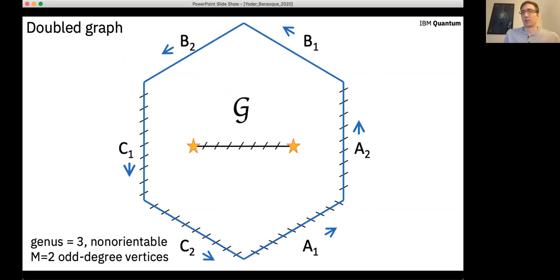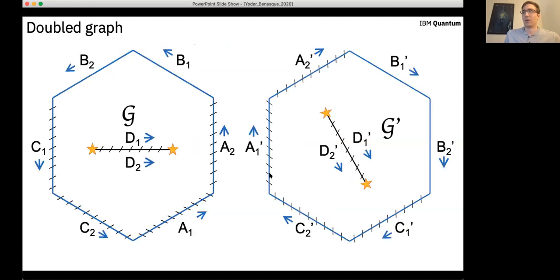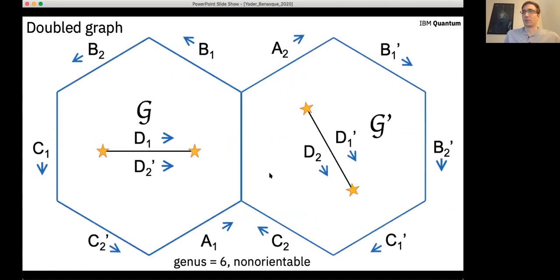So here's a genus 3 non-orientable manifold. It also has some odd degree vertices in the middle. If we go through this cutting and gluing procedure, we end up with a genus 6 non-orientable manifold. The genus generally will increase, especially if you have some odd degree vertices.